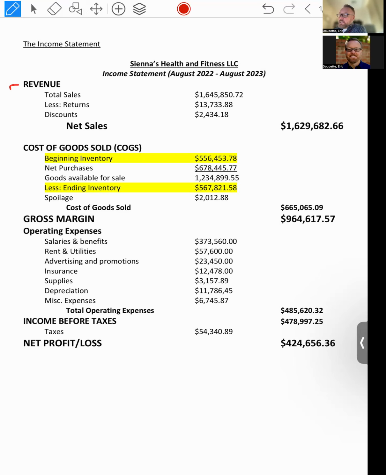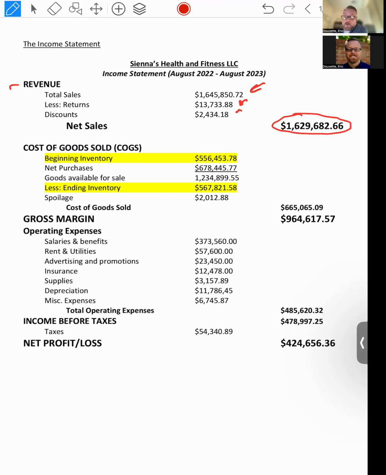And in this case, this particular CNF Health and Fitness made 1.65 million over that course of 2022 to 2023 in August. They did have some returns, meaning that people brought stuff back that they had to give money back to. So that gets taken out of their revenue. And then they gave some discounts as well. So that had to be taken out of their revenue. So after you deduct those two, you have a total net sales of 1.629 million.